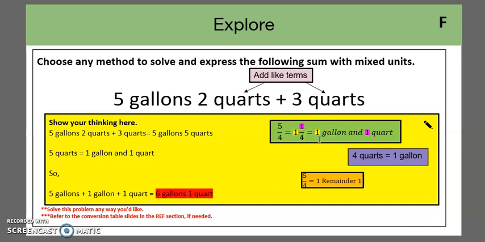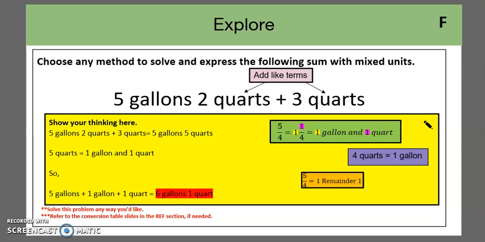Therefore, what this tells us is we have 1 gallon, and we have 1 quart left over. The last thing we're going to do is combine this with our 5 gallons. So 5 gallons plus 1 gallon gives us 6 gallons, and we have a leftover quart. So our final answer is 6 gallons, 1 quart.